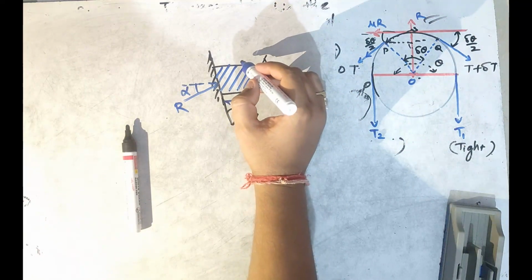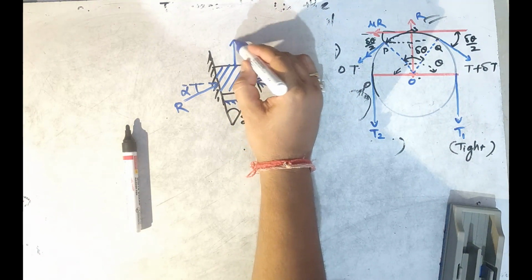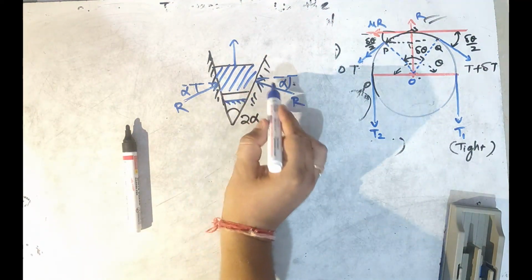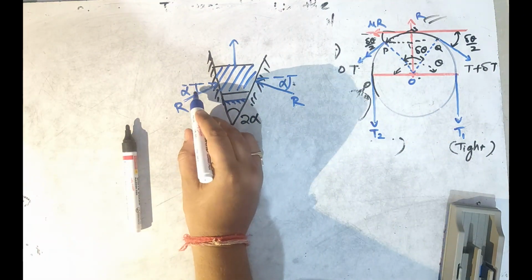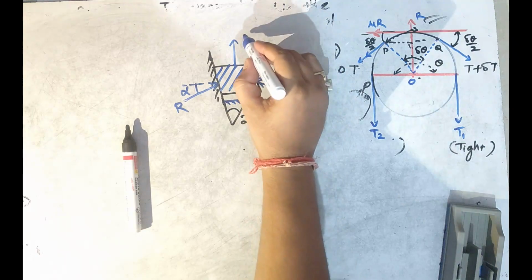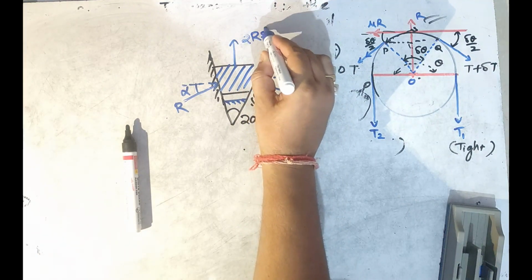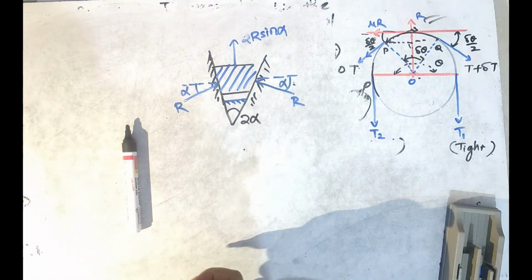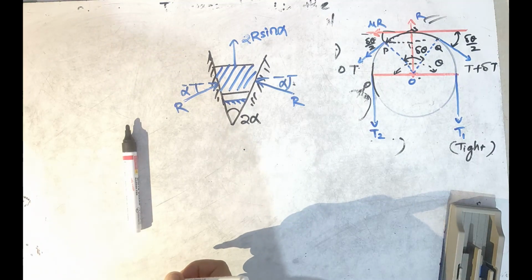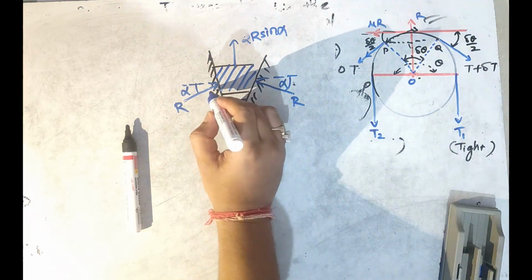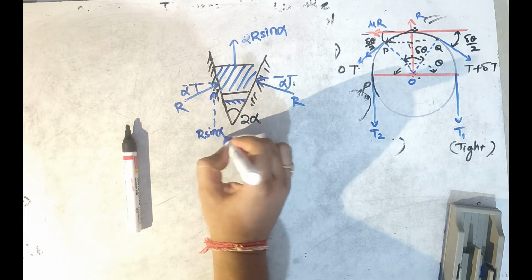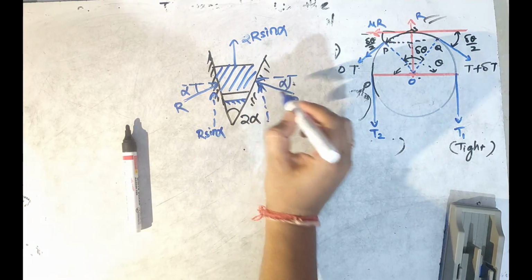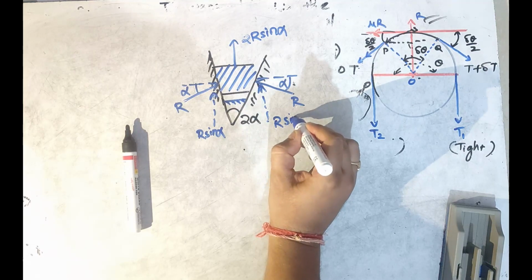So the vertical reaction will be the vertical component of these two reactions. Yes or no? So what will be its vertical component? R sin alpha, and this one also R sin alpha. So this will become 2R sin alpha. I will mark it here: this is R sin alpha and this is also R sin alpha.